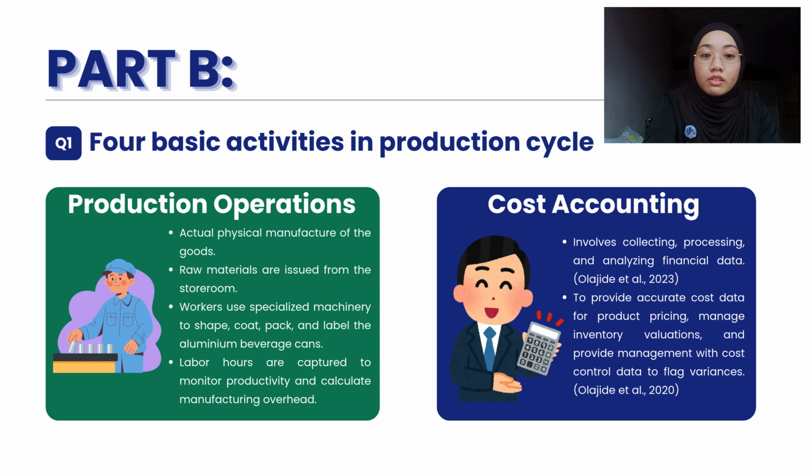Last but not least is the final activity, which is the process of cost accounting. Based on Olajide et al., 2023, this step involves collecting, processing, and analyzing financial data related to the manufacturing process. It provides accurate cost data for product pricing so management can control costs and flag any variances. In this stage, cost accounting also manages inventory valuations.